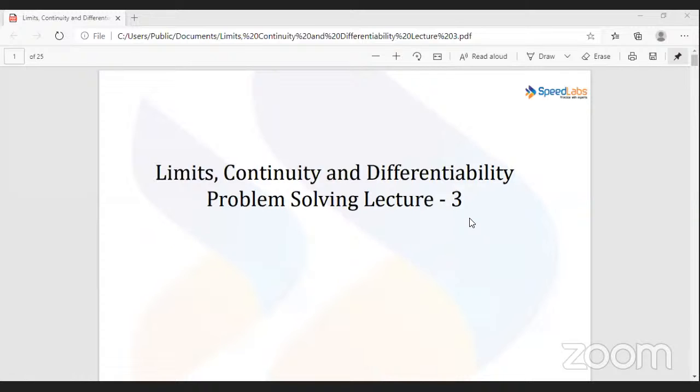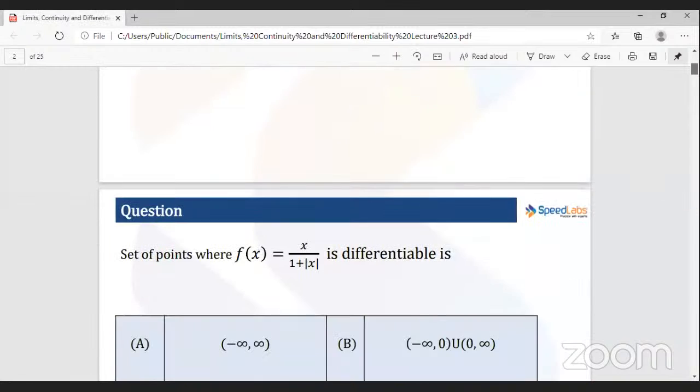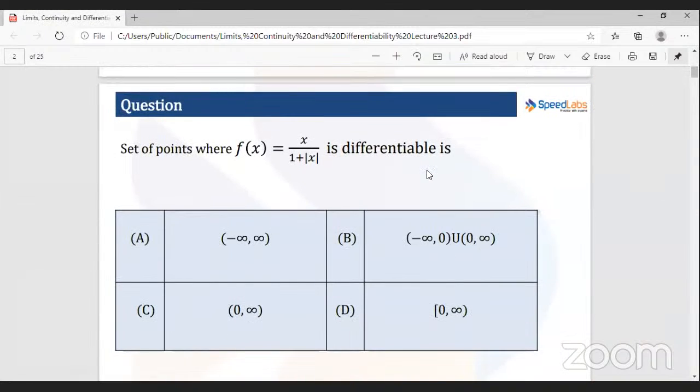Today we'll continue with problem solving of limits, continuity, and differentiability questions. So this is the first question for today. You have 2 minutes to solve the question and let me know the answer.